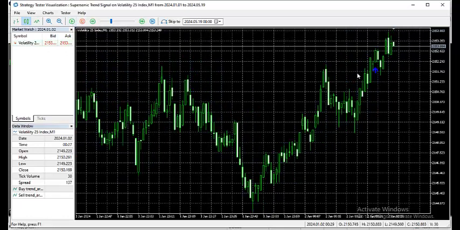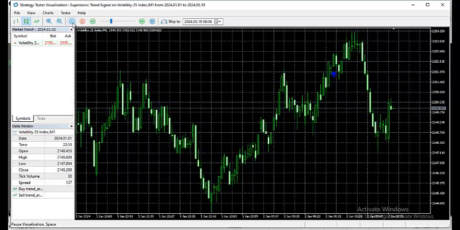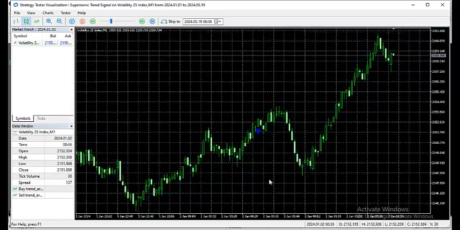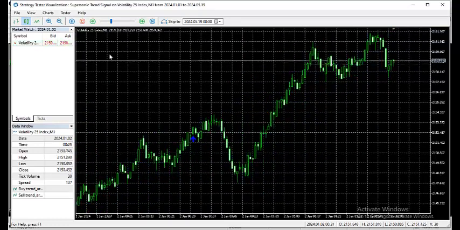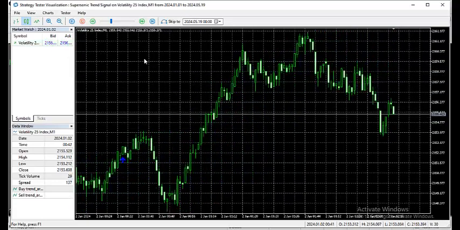You can see this is another signal over here. Let's see if it will repaint. Okay, you see that price came back in there and it never repaints. So this is a non-repainting system. Whatever you see is what it is on the market. It doesn't disappear, it doesn't repaint, it doesn't lag, and it gives you accurate signals.